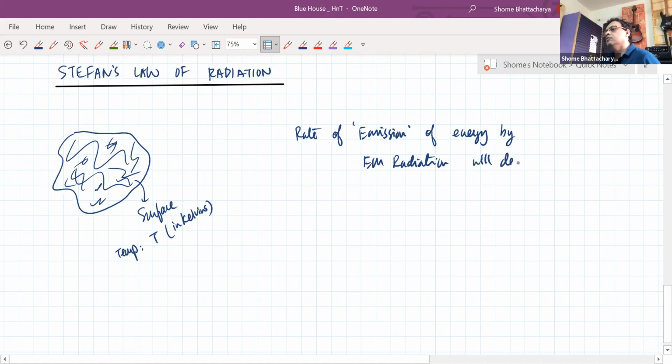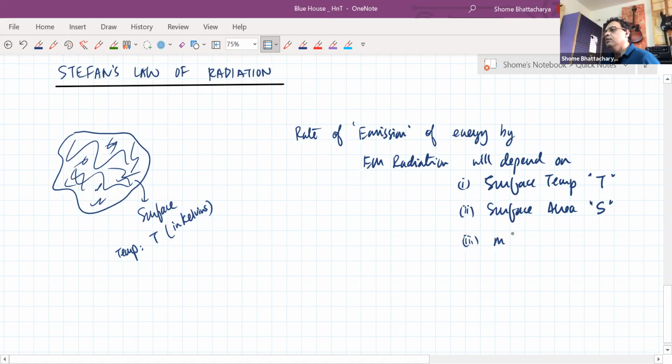will depend on surface temperature, surface area. The larger the area, the more it will emit, the larger the rate at which it will emit. And the third is it will also depend on the material of the surface. Okay, so material is actually the primary factor. Yeah, I mean, these are factors. I'm not saying one is more important than the other.